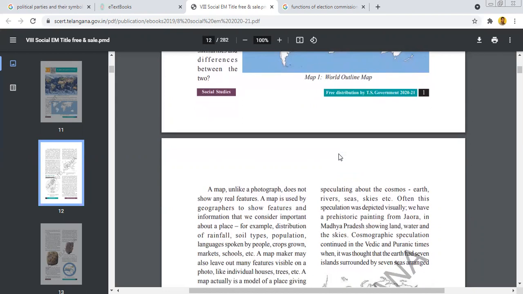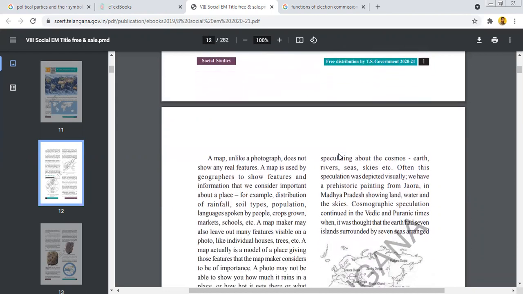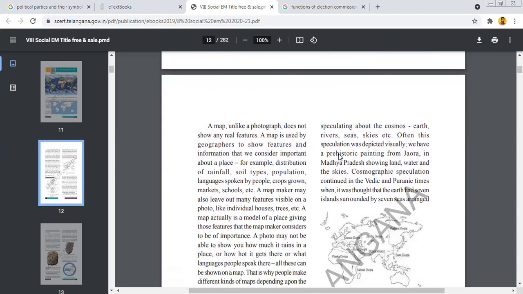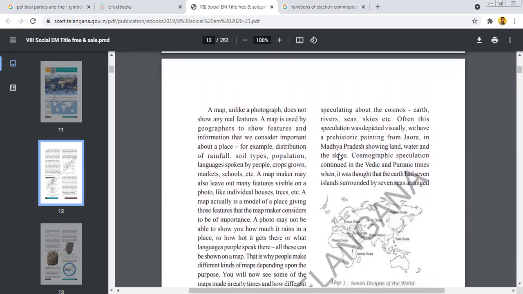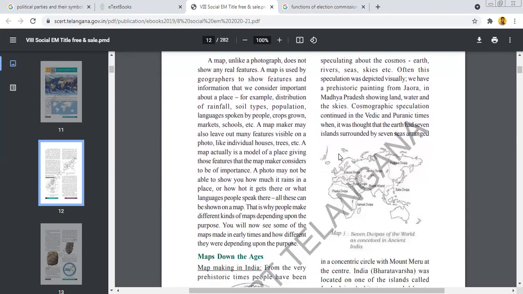around that same time, Greek geographers like Alexander, Ectotius of Turkey, and Herodotus also prepared world maps by arranging the places from east to west and north to south for the first time.